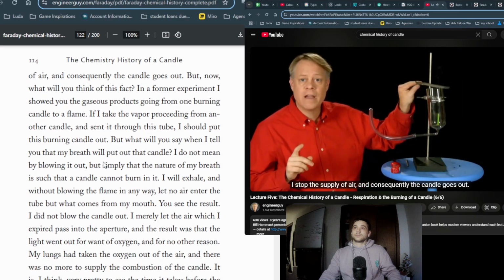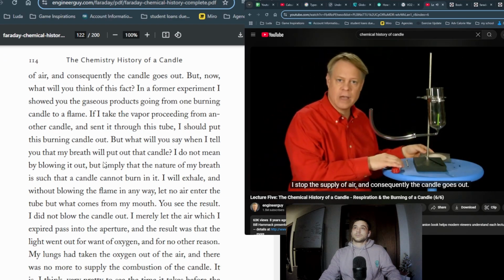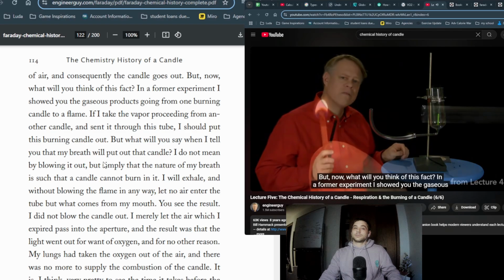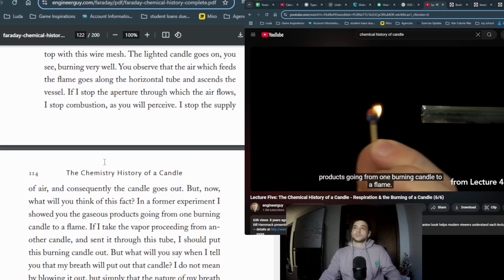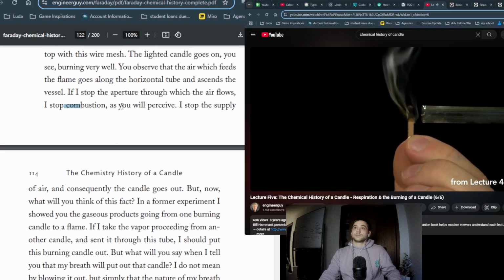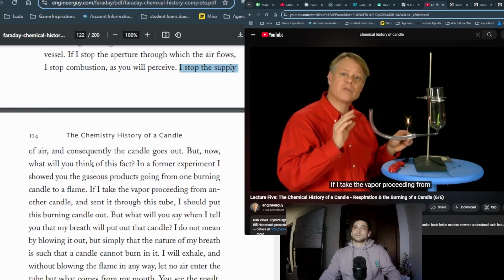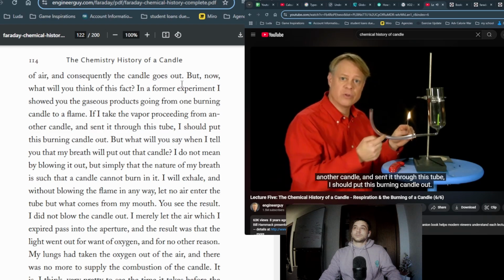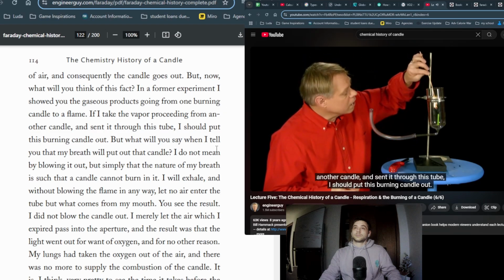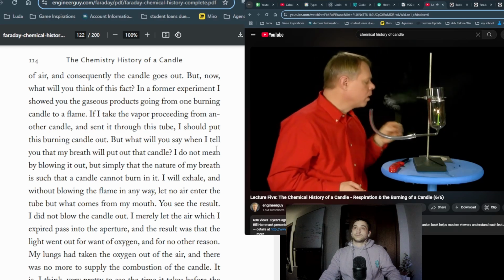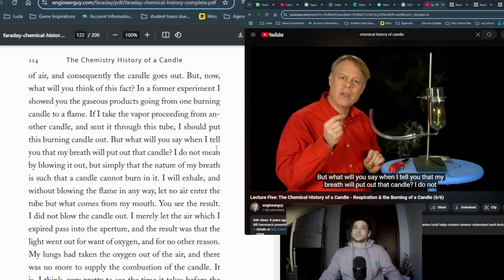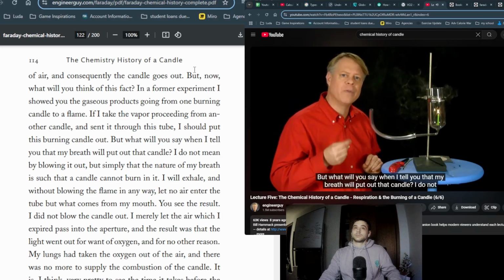I stop the supply of air, and consequently the candle goes out. But now, what will you think of this fact? In a former experiment, I showed you the gaseous products coming from one burning candle to a flame. If I take the vapor proceeding from another candle and send it through this tube, I should put this burning candle out. But what will you say when I tell you that my breath will put out that candle?